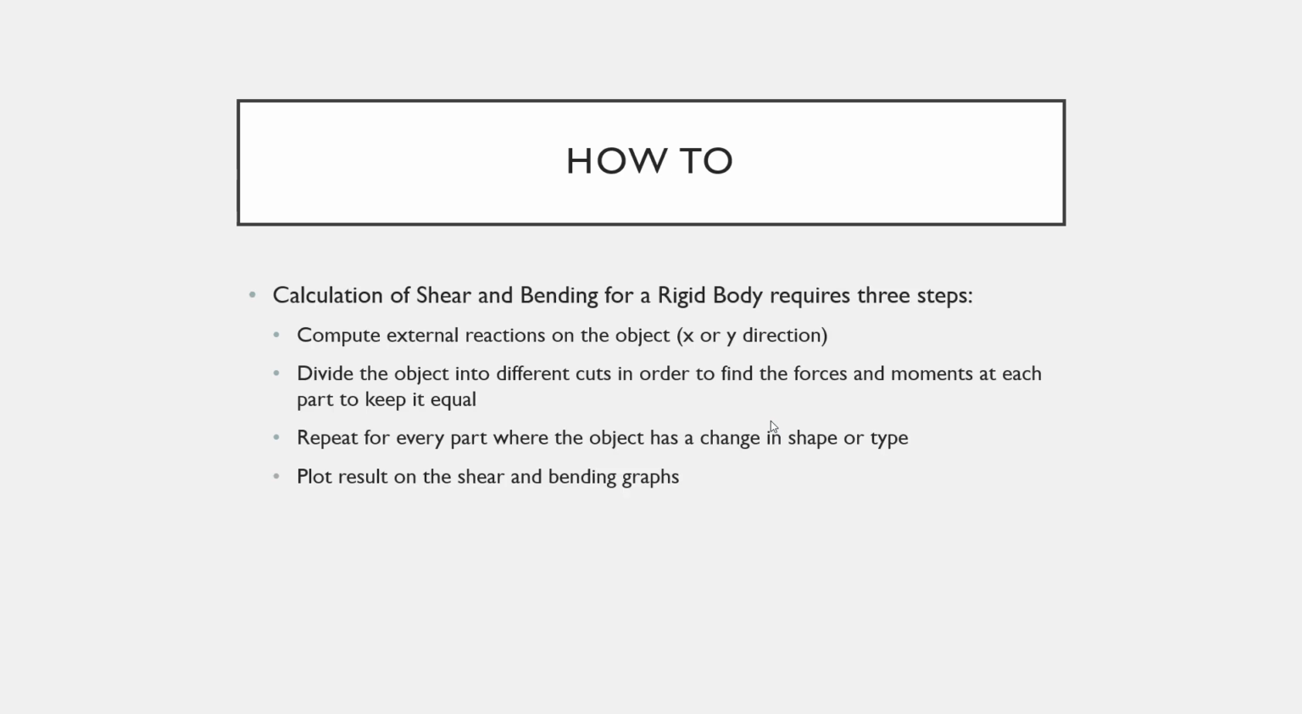So, how would you even begin to solve a rigid body problem? The first step will be to calculate the shear and bending for a rigid body, and it requires steps. First, compute the external reactions on the object, either in the x or y direction. Second, divide the object into different cuts or sections in order to find the forces and moments at each section to keep it in equilibrium. Third, repeat this for each part that you decide to cut, where the object has a change in shape or type. And fourth, plot the result on the shear and bending graphs as discussed before.